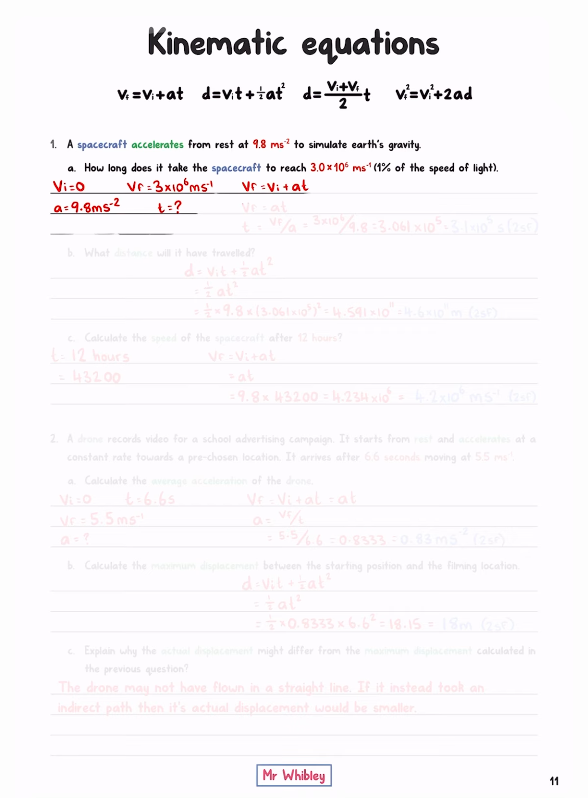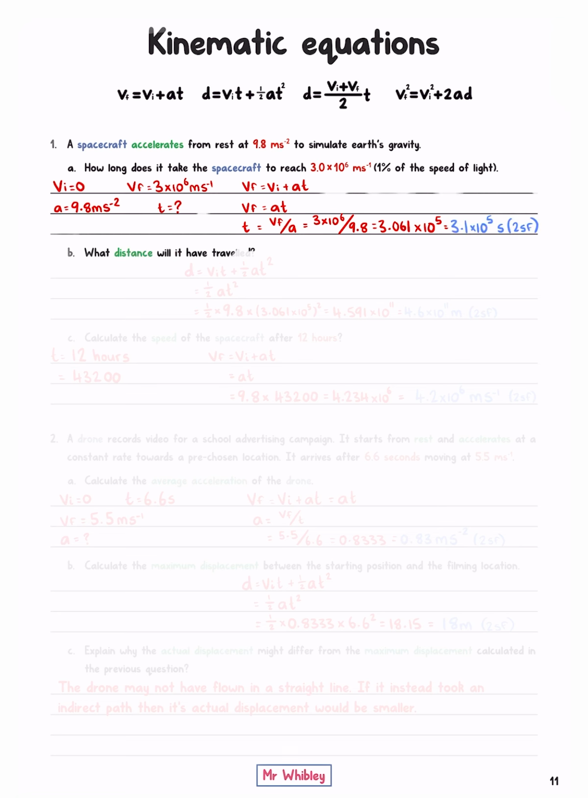Knowing that the initial velocity is 0, simplifies this to acceleration times time. Rearranging this for time by dividing both sides by the acceleration, putting our numbers in, gives us 3.061 times 10 to the 5, or 3.1 times 10 to the 5 seconds to two significant figures. What distance will it have travelled?